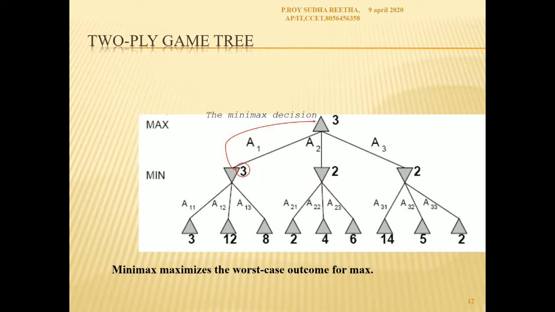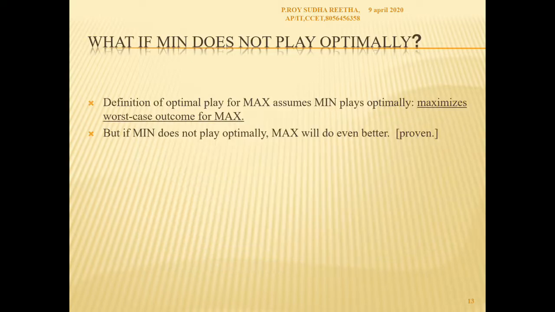Similarly, three branches protrude out of A2, and we are going to see three values: 3, 2 and 2. Out of the three values, the maximum value, 3, is chosen as the root of the minimax decision tree. What if min does not play optimally? If min does not play optimally, it only maximizes the worst case for the max node.